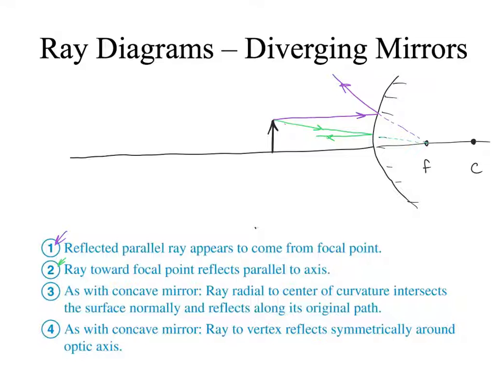And so here, the third one, the one that appears to be going through the center of curvature, this one's going to be a little harder to draw, is just going to reflect back on itself. So that one was the red one. The last one, the one that hits on the axis, is just going to reflect symmetrically. And that will be this one.